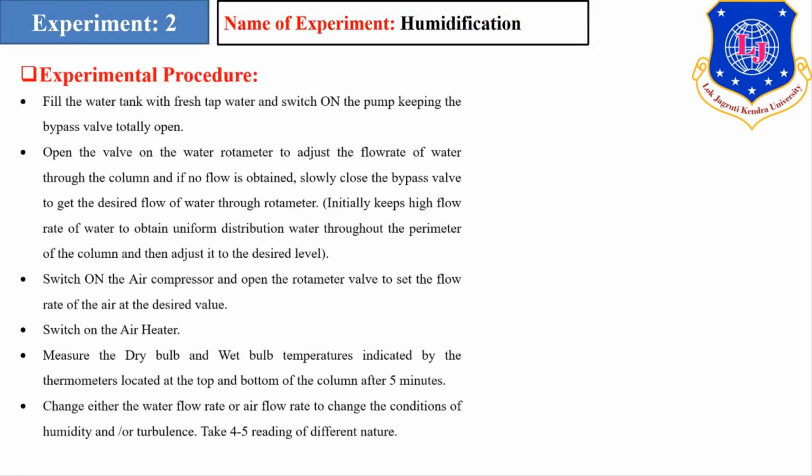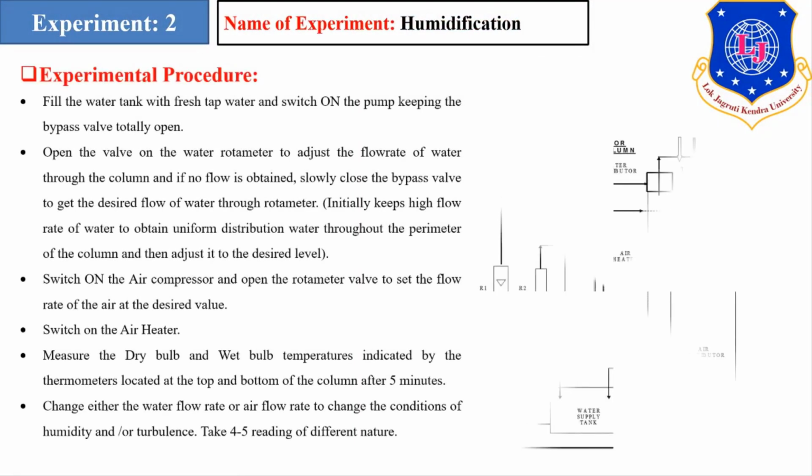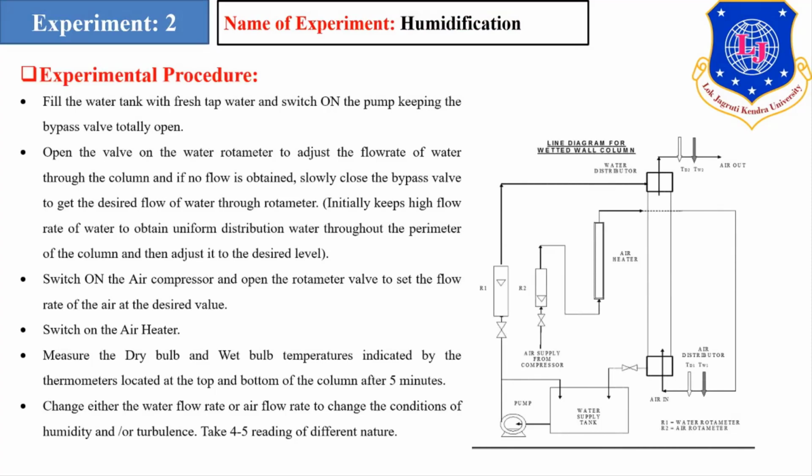Now the experimental procedure of this experiment. First of all, fill the water tank with fresh tap water and switch on the pump, keeping the bypass valve totally open. Then open the valve on the water rotameter to adjust the flow of water through the column, and if no flow is obtained, slowly close the bypass valve to get the desired flow of the water through the rotameter. Initially keep a high flow rate of the water to obtain uniform distribution of water throughout the perimeter of the column, and then adjust it to the desired level.